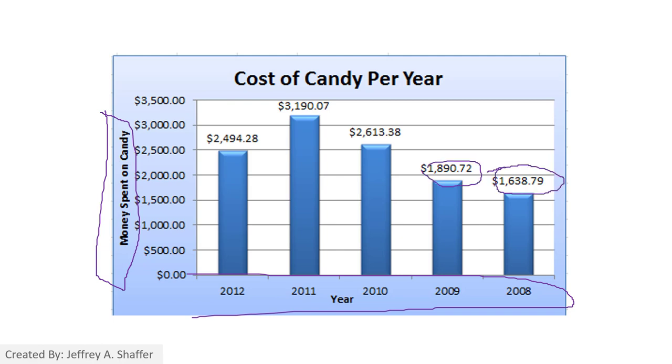So the cost of candy per year. Is it true that people spend $1,600 on candy per year? And now sometimes they spend more than $3,000. So the data itself is really suspicious. I think that is the biggest problem.